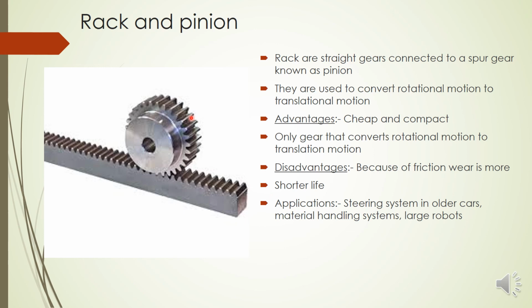This is also entirely different from the first three gears. This is the rack, this is the pinion, used to convert rotational motion to translational motion. With this we are stopping this classification of gears, and in the next section we will deal with gear trains and the types of gear trains.